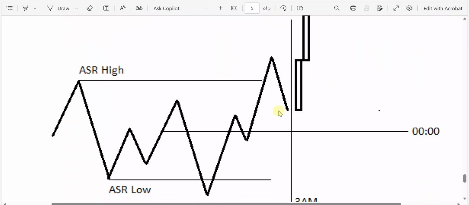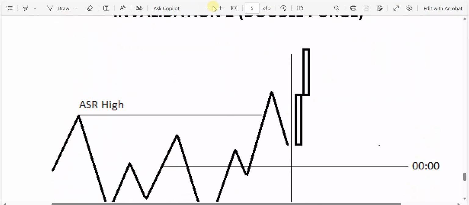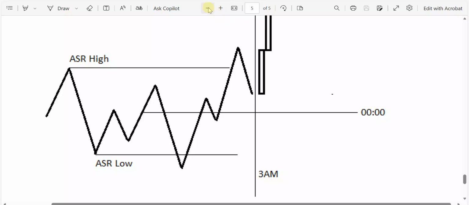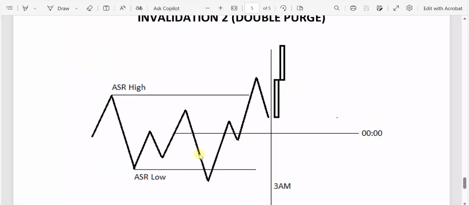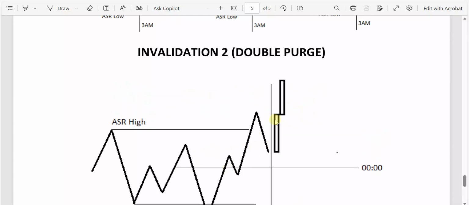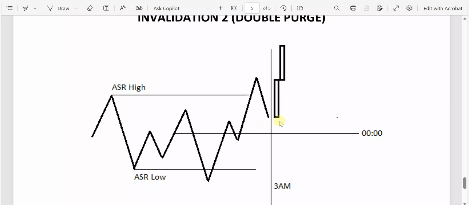Let me illustrate it here. Double page. So now there are cases whereby, before the London Open of 3 a.m., price takes out the Asian low, and then again price takes out the Asian high before 3 a.m. Here you wouldn't want to participate because you'd be gambling, right? Asian low taken out, Asian high taken out. So what are you doing here?